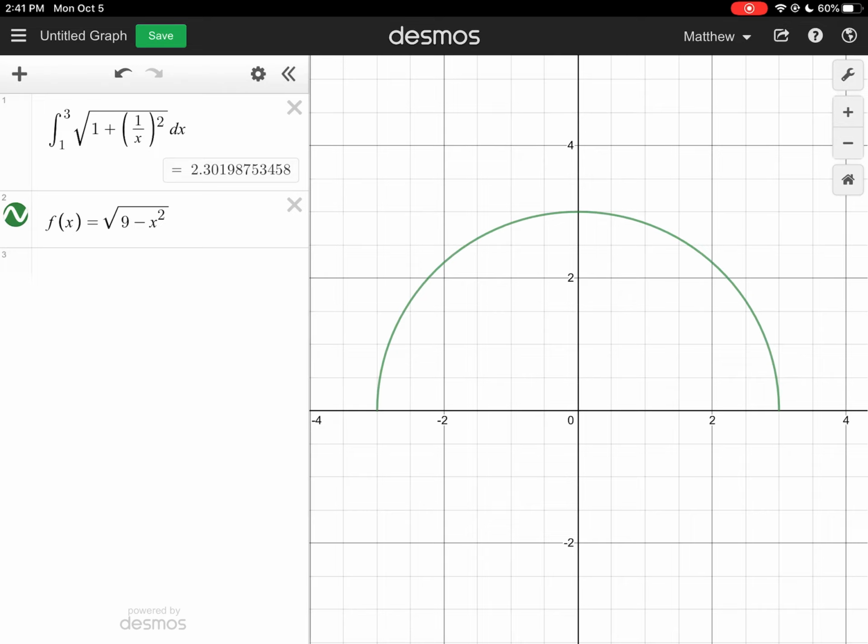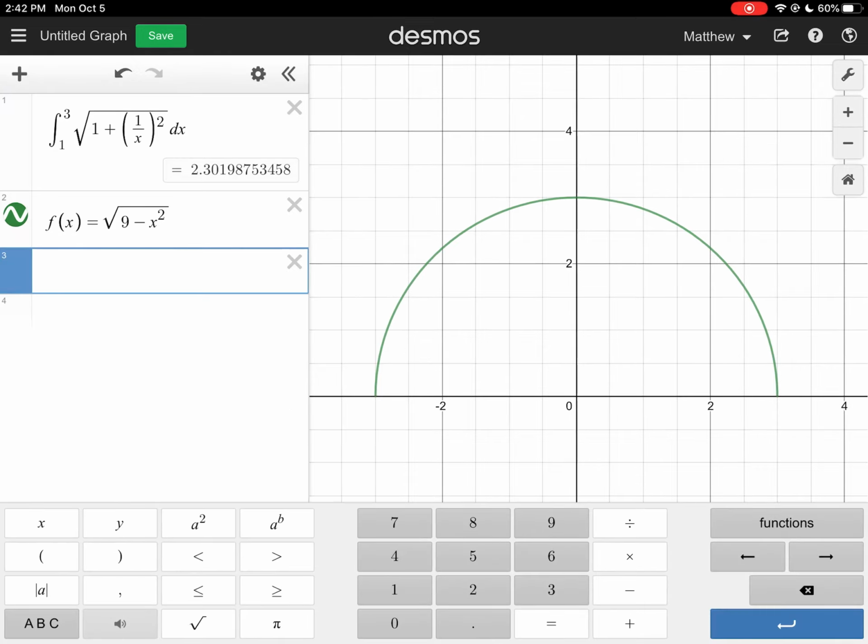This radius is 3, so the circumference of an entire circle is 2 pi r. So 2 pi times 3, so 6 pi. But then we cut that in half because this is only half that circle. So I expect an answer of 3 pi out of this. But let's go ahead and do the integral and see what happens.